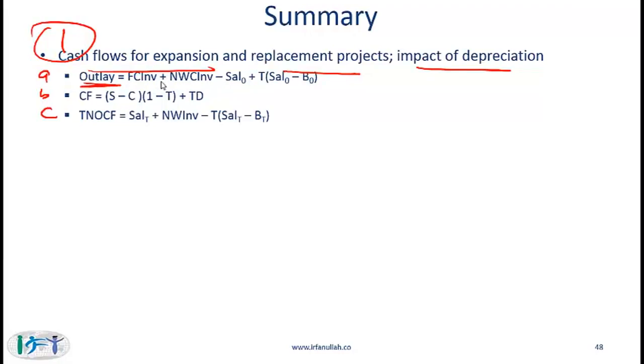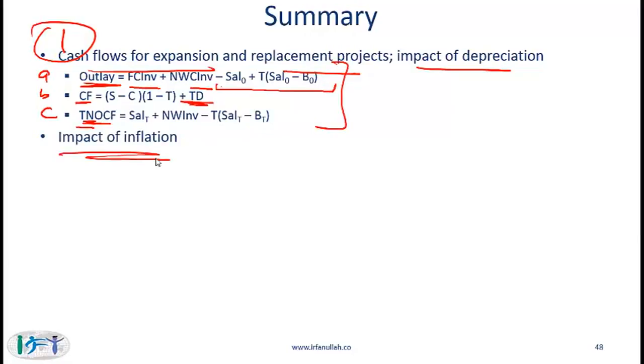And what I have shown here is the initial outlay for a replacement project, which is in a sense a superset, because if you just have a plain expansion project, then that is just a smaller part of this. With an expansion project, there is none of this business. Then the second part is the cash flow every year from operations. TD is the depreciation tax shield, and this is the terminal year non-operating cash flow. Make sure you know how to use these expressions.